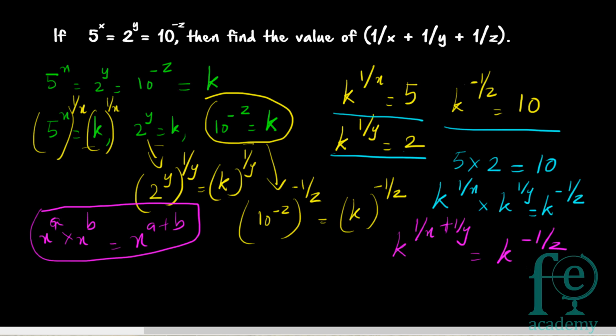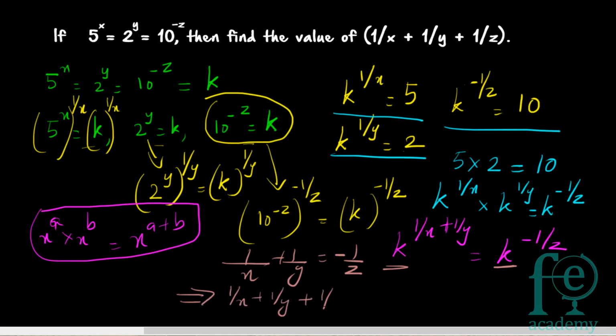So finally what you will be getting? So k and k, all the bases are the same. So you can easily equate the powers also. Here since the bases are the same, the powers you can equate. So you will be getting 1 by x plus 1 by y is equal to minus 1 by z. So from that you will be getting 1 by x plus 1 by y plus 1 by z is equal to 0. So that is your answer.